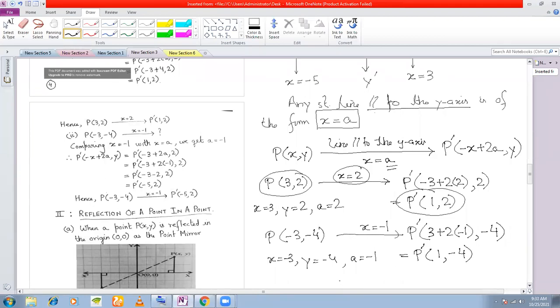Clear with this? I might have made a small mistake, so just check here. This is the correct way of doing. Okay. So I'll stop here then. Okay, sir.